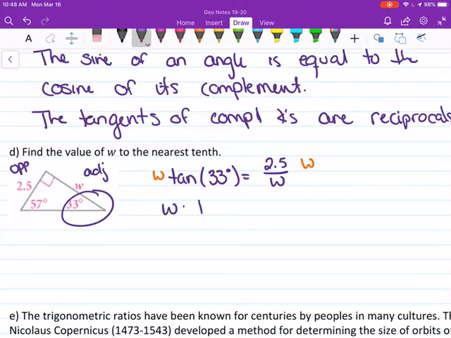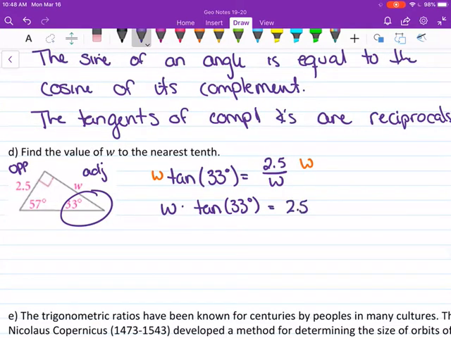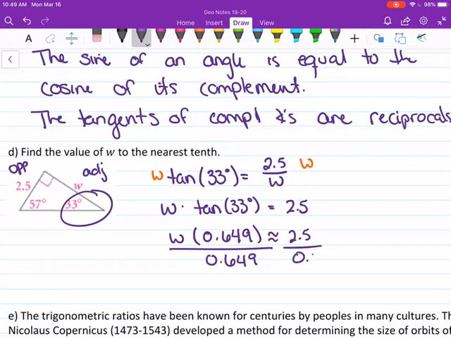Okay, so I get W times the tangent of 33 degrees. And I know the tangent of 33 degrees does not look very pleasant, but it's just a number. You can plug it into your calculator and figure it out. And so the tangent of 33 degrees actually is approximately 0.649. And we rounded that, so I actually should use my approximate symbol here instead of my equal sign. And then I'm going to go ahead and divide by that 0.649. And I get that W is approximately 3.85.